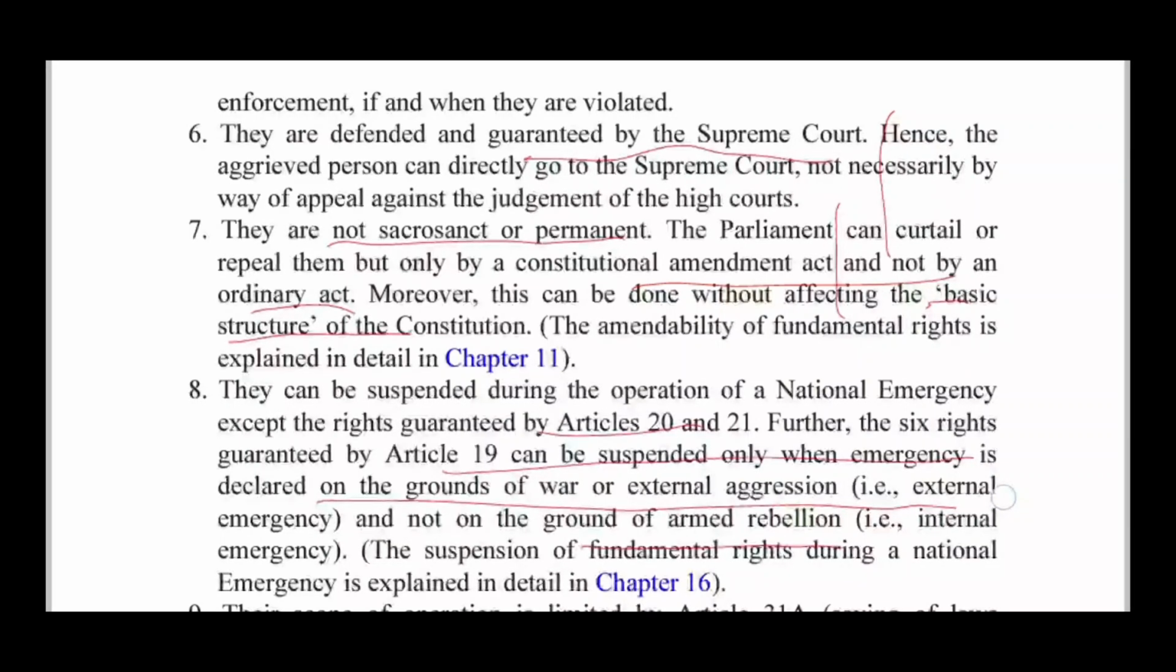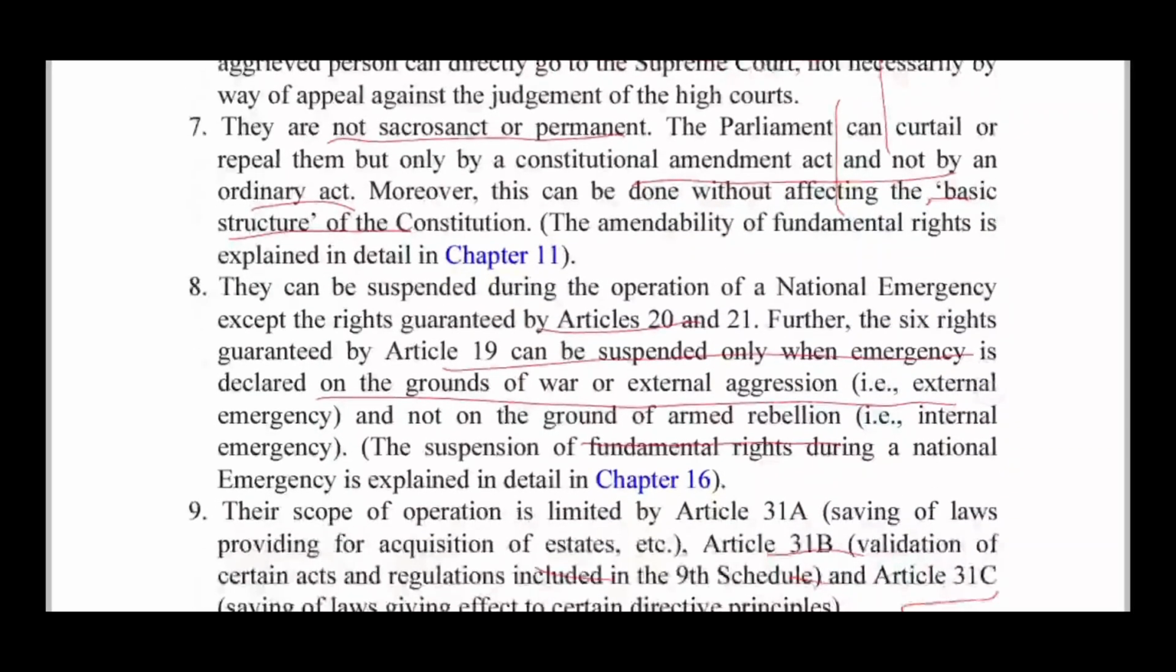So for internal emergency, it is not possible to suspend Article 19. Only in case of external emergency, Article 19 can be suspended. So in case of national emergency, except 20 and 21, all can be suspended. But Article 19 can be suspended only during the external emergency. Then that was the 8th feature available for the fundamental rights.